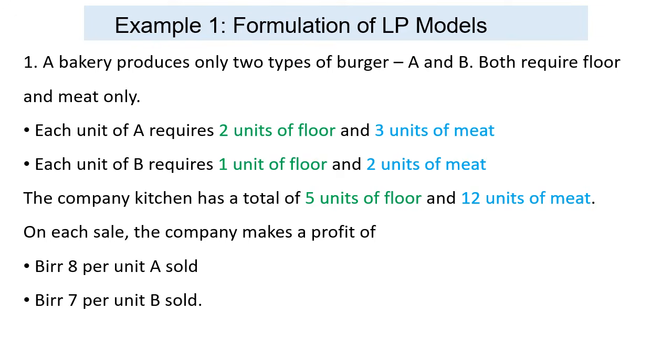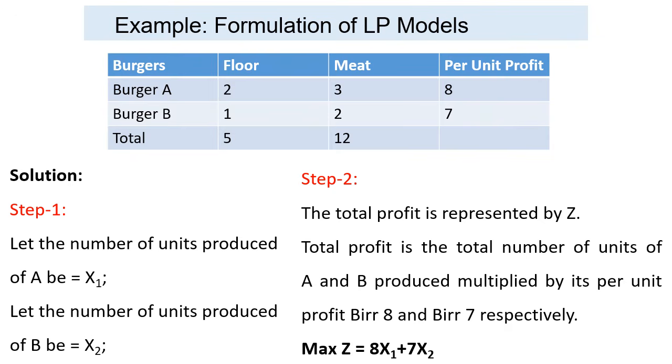On each sale, the company makes a profit of $8 per unit of A sold and $7 per unit of B sold. So this is the per unit profit of each burger. Before formulating the linear programming model from the problem, it is advisable to put the data in the table.